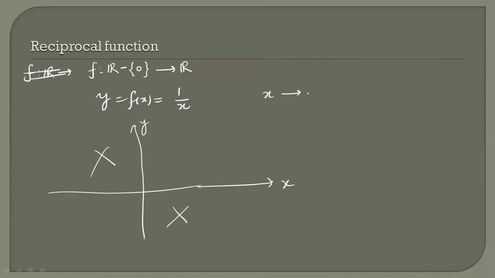If x is tending to infinity, y is tending to 0, it is an asymptote here. I will teach you what an asymptote is in the curve tracing portion. Similarly, if x is tending to 0, then y is tending to infinity. So trace the asymptote from both sides. If you draw the graph, you will get this type of graph. At x equal to 0 and y equal to 0, we will get asymptotes. So this is the graph for the inverse function.